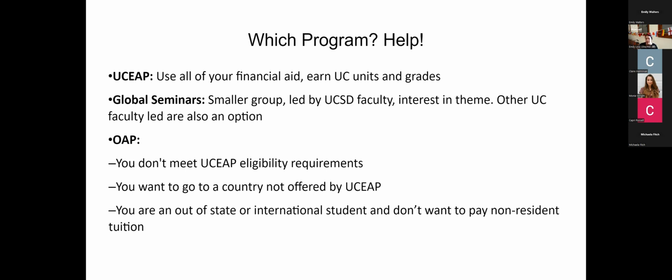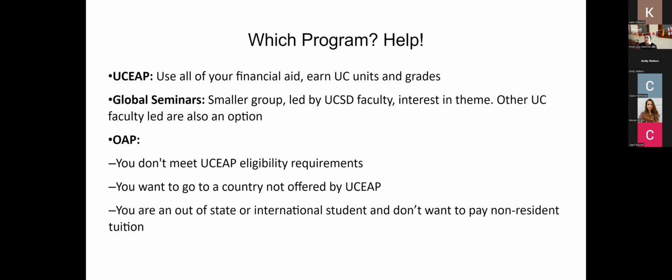So I'm first going to cover the UCEAP program. And to be honest, most of you are going to go on a UCEAP program. It is hands down our most popular option. The majority of our students that study abroad from UC San Diego choose that option for a number of reasons. The huge one is that you can use all of your financial aid. So basically all the financial aid you accrue at UC San Diego pretty much always follows you. There are a few exceptions, but I would say the lion's share of it does follow you, which is awesome.